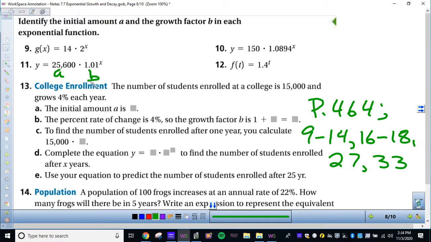So the initial amount would be for C? For B. Okay. The percent rate of change is 4%. So the growth factor is 1 plus, because you have to change the 4% into a decimal, so it's 1 plus 0.04, which equals 1.04.